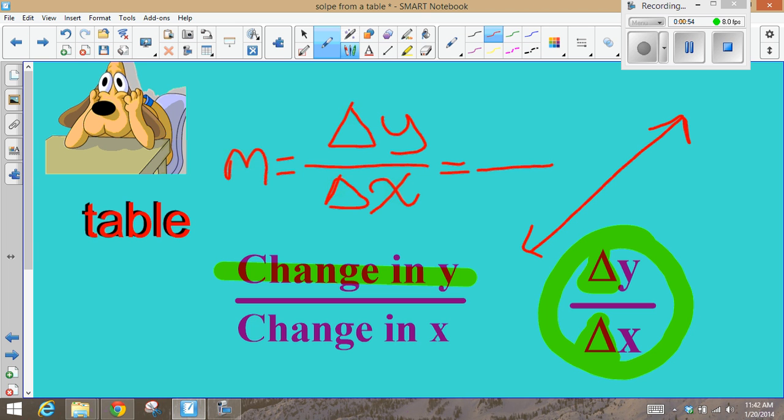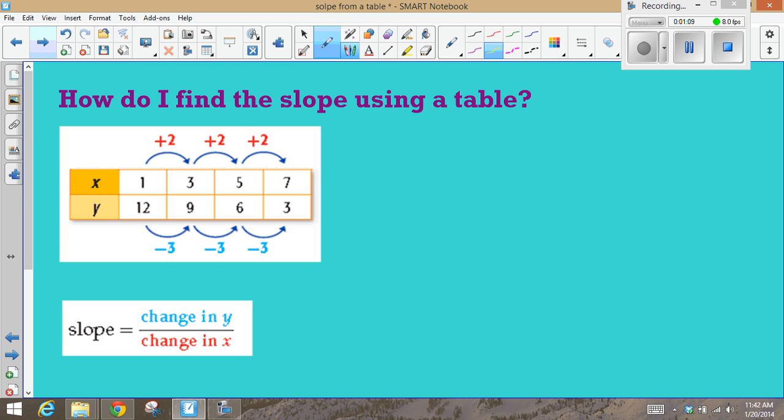If I put a grid line on here, we would see how much it changes going up and how much it changes going over. And that would be our rise and our run. So we're going to do the same thing, only we're just going to look at just the numbers and how they change. So here's our first example. So the slope is change in y over change in x.